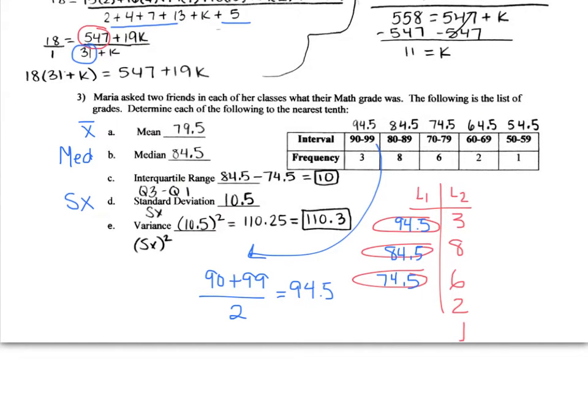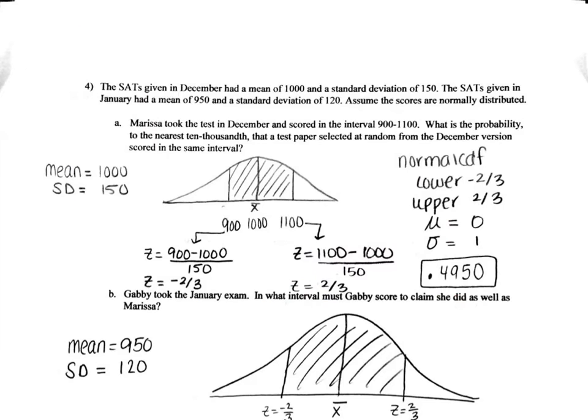a sample. Maria is asking 2 of her friends in each of her classes. She's not asking all of her friends, so it must be a sample. And variance is defined as the standard deviation squared. So all I did was take 10.5 and square it, and these are the answers that I got. Okay, let's move on to example number 4.